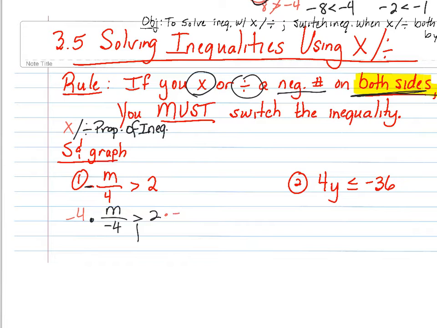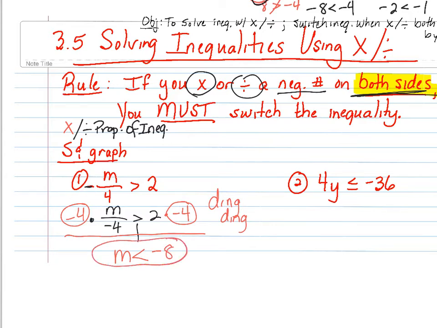You should hear a ding, ding, ding going off in your head. That means that we multiplied both sides by a negative. So in order to make this true, we have to switch our inequality from greater than to less than negative 8. Okay, now let's check.